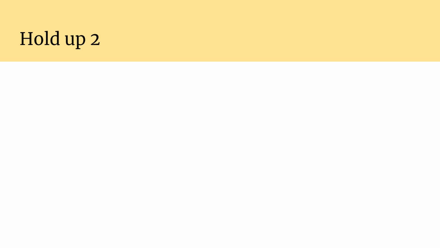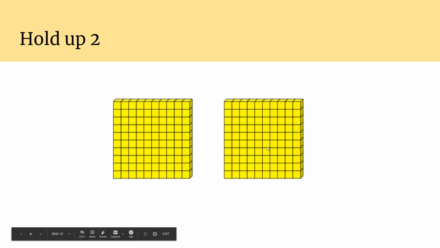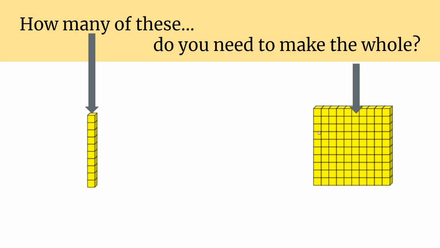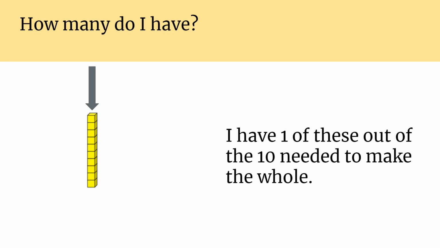So if that whole thing is 1, what would 2 look like? This would be 2. 1, 2. How many of these do you need to make the whole? Well, you need 10 of them to make the whole. But how many do I actually have on the screen right now? Well, I have 1 of them. And I have 1 out of the 10 I need to make the whole thing. We can write that as 1/10.